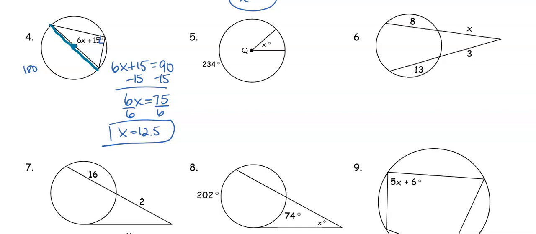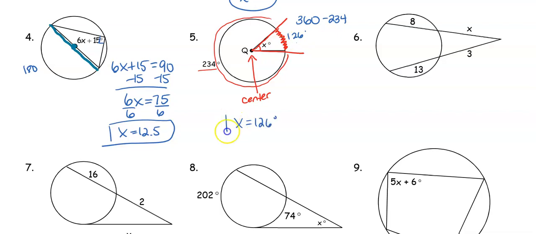Or number 5. Okay, so looking here, we have our angle coming from the center of your circle. And when it comes from the center, that means that this angle is the same measure as this arc. We currently don't have that arc, but I do have that everything else is 234. The whole circle is 360, so we do 360 minus 234, leaving you with 126. So if the arc is 126, then the angle is 126.